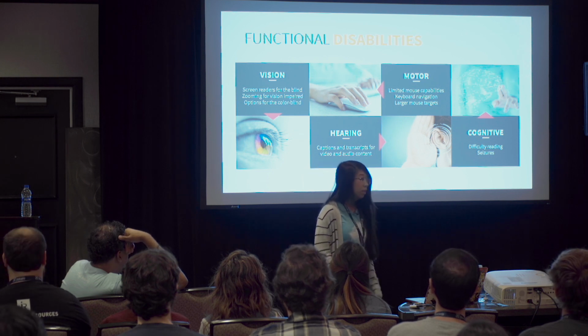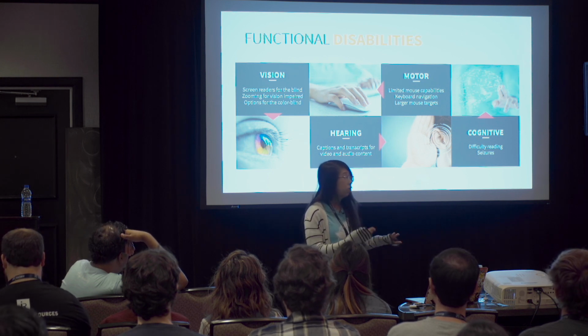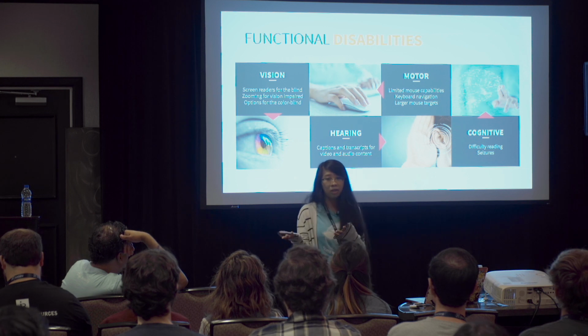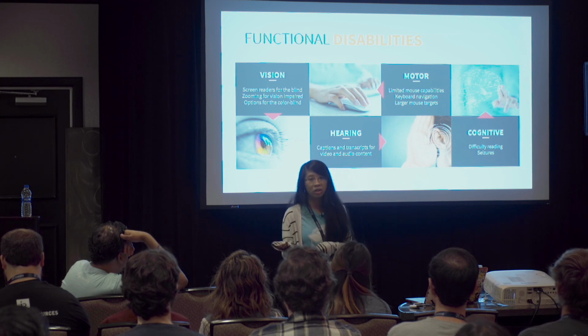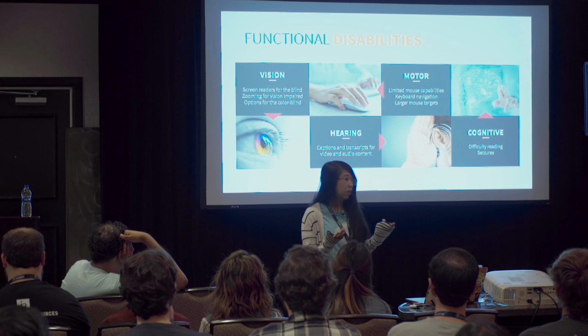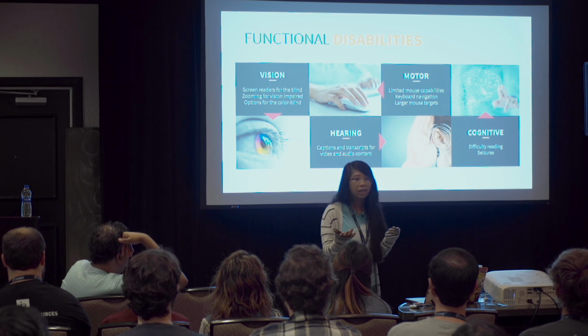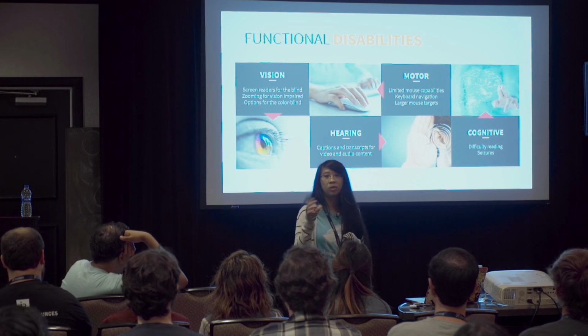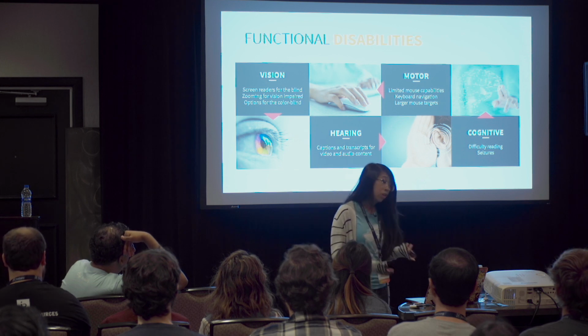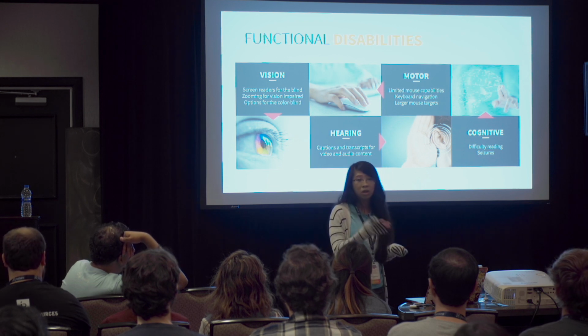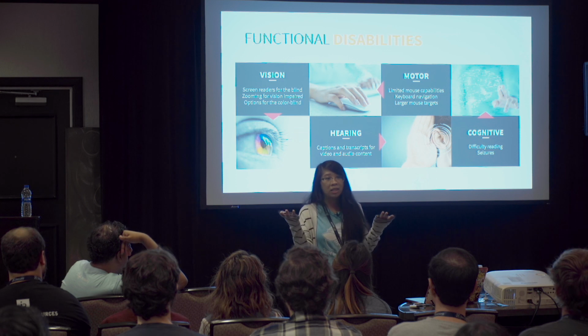The first one would be vision. If you have no vision at all, like a blind user, you might need something like a screen reader to tell you what's on the screen. If you have a vision impairment, you might need to be able to zoom in really big so that you can read the screen. Also, if you're colorblind and the site uses colors to mean lots of things, you might be confused because you can't tell the difference between the colors.